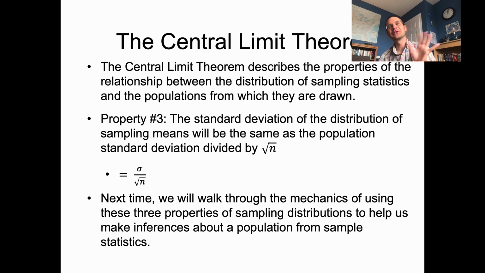We don't know how to jump to conclusions yet, though. We don't know how to draw those inferences yet. So next time we'll talk about how to do that by looking at the mechanics of using these three properties of sampling distributions to help us make those inferences about a population from sample statistics. But for now, these are the basics of how sampling works.